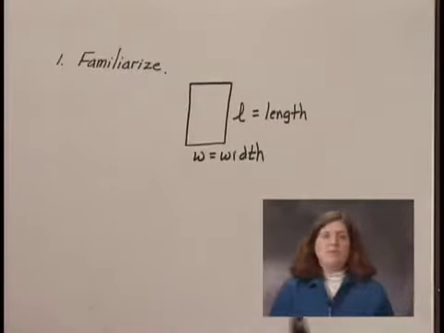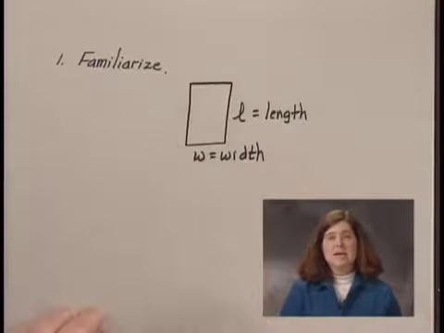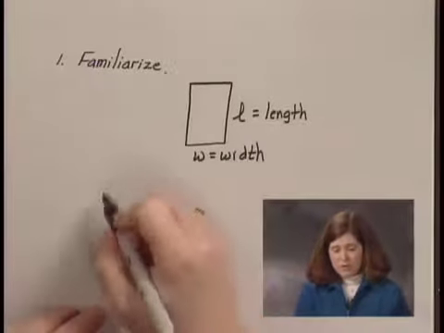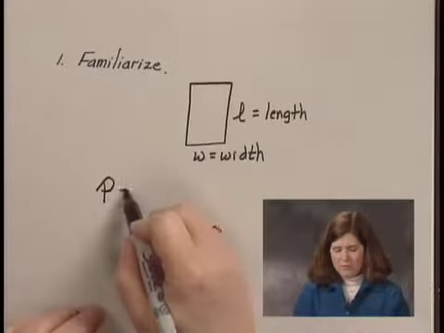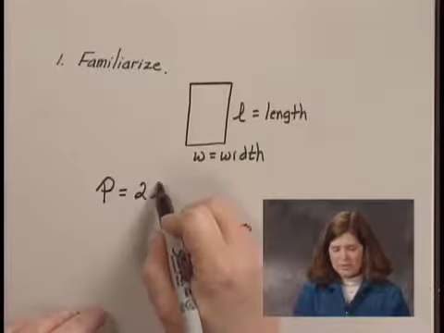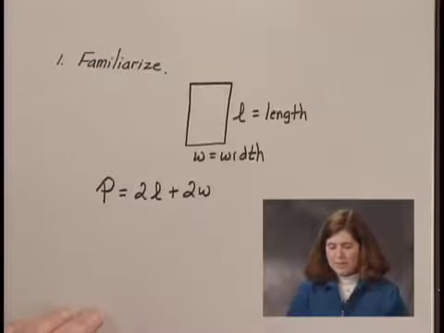Now we were given the perimeter of a rectangle. So we need to recall what perimeter is. That's the distance around the rectangle. And the formula for the perimeter of a rectangle, if the perimeter is P, the formula for that is 2 times the length plus 2 times the width.